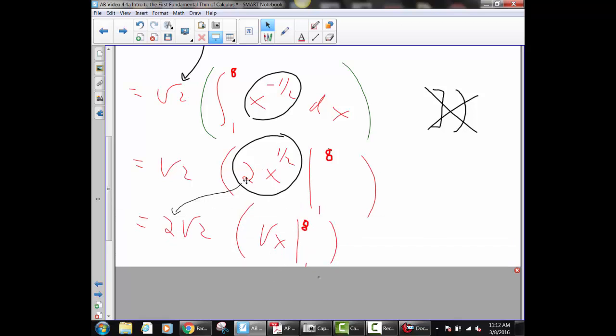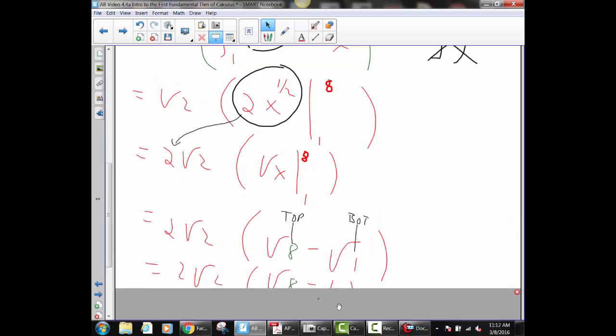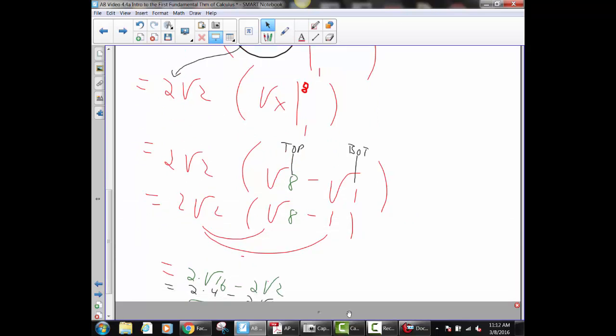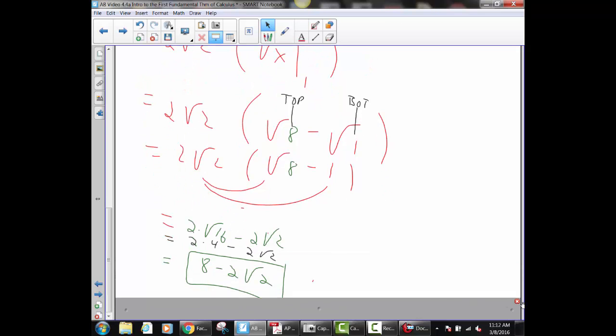Now here's a nifty little trick. You can roll that 2 outside here and just evaluate root x from 1 to 8 rather than 2 root x from 1 to 8. Again, plug in the top number first, then the bottom number. Simplify. In this case, I multiplied through, and you get an answer of 8 minus 2 root 2.